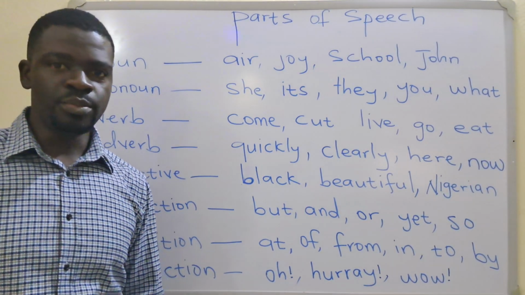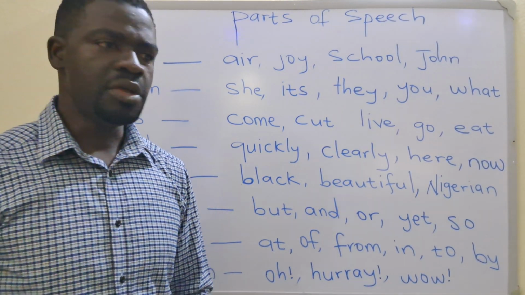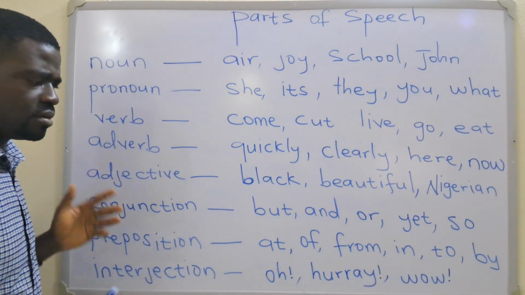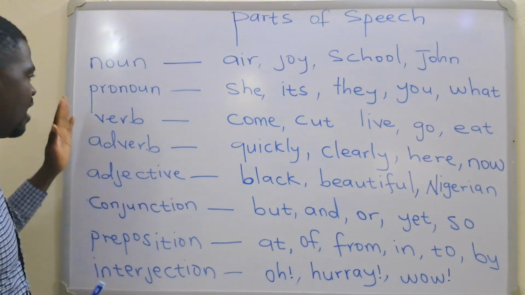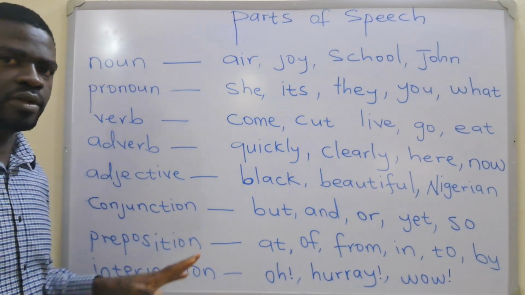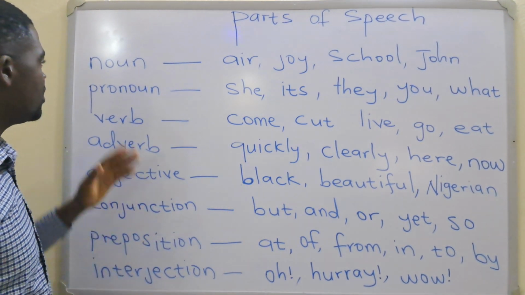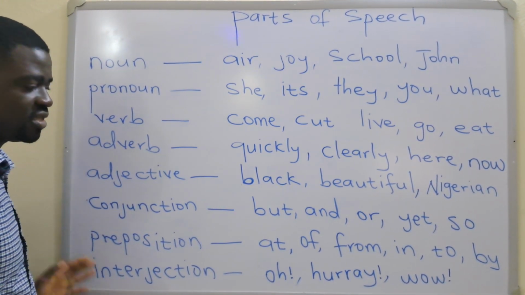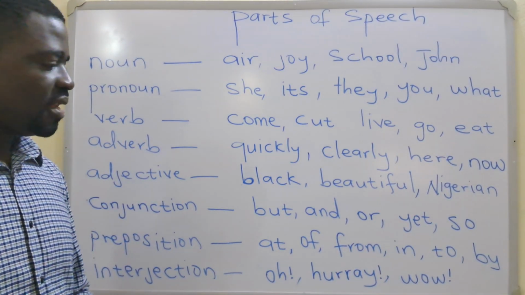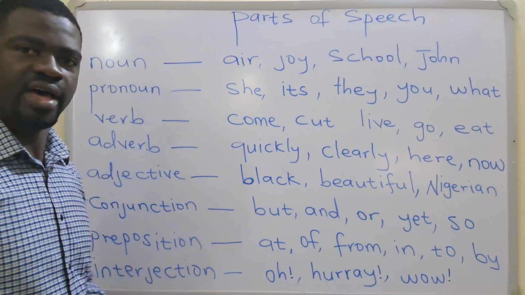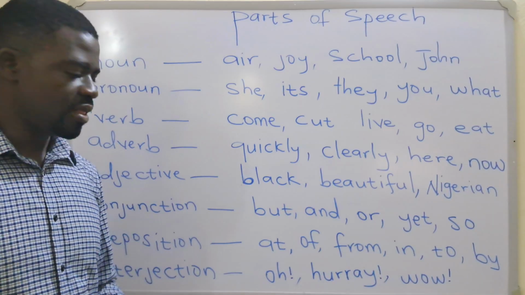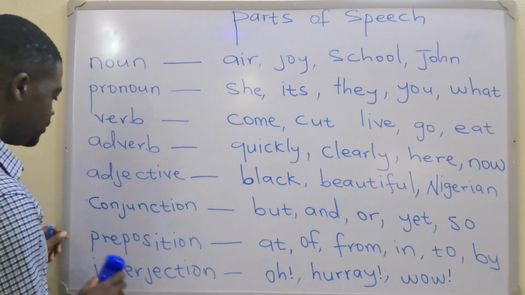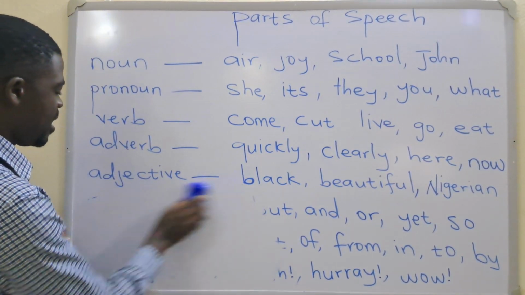Take note, some textbooks or some teachers may give you more than these classes, but there's not much difference. If you have this one, then you've captured almost all the basic parts of speech: the nouns, pronouns, verb, adverb, adjective, conjunction, preposition, and interjection. So let us take the first one. Now, let us look at the meaning of noun and the different types of nouns that we have.